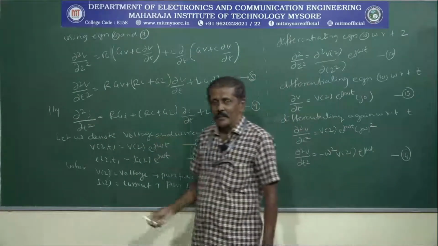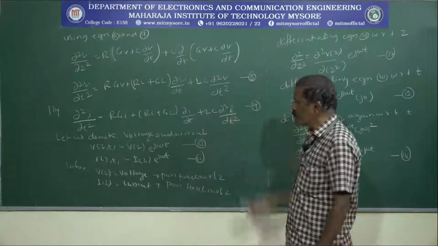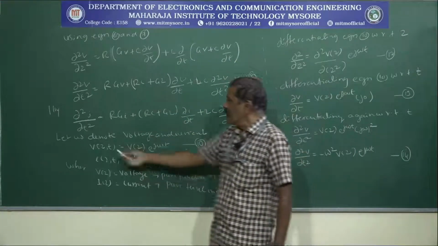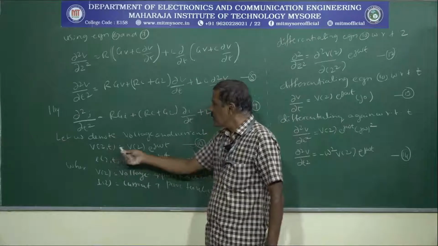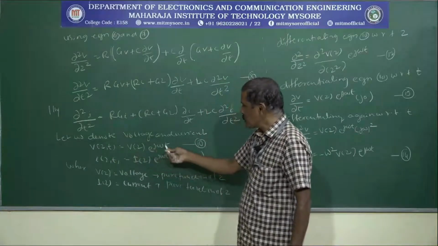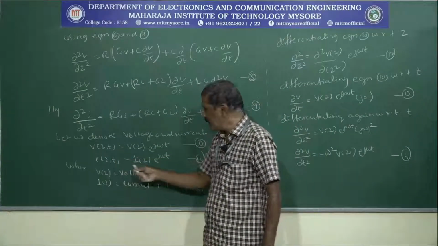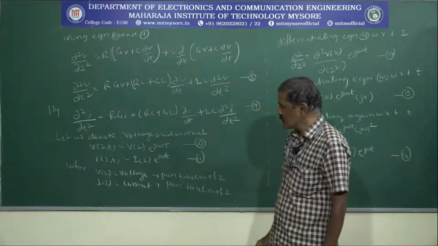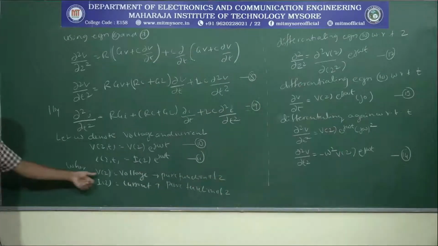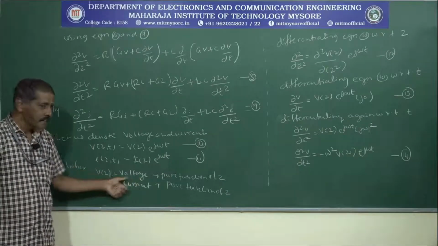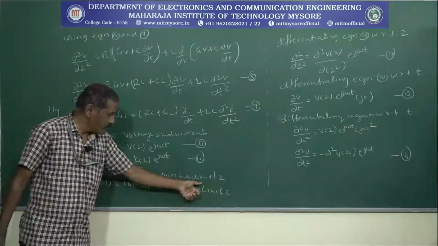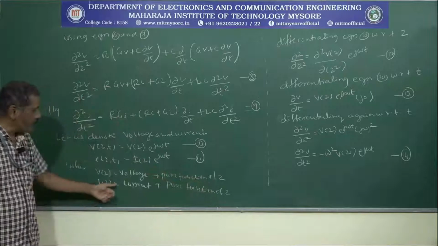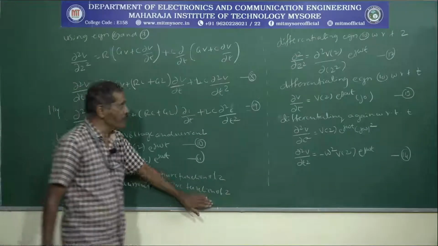Now, let us denote the voltage and the current which are flowing through this transmission line. V of Z comma t is equal to V of Z into e to the power of j omega t, and I of Z comma t you can write as I of Z into e to the power of j omega t, where V of Z is the pure voltage which is a function of Z, and I of Z is the current which is a pure function of Z.